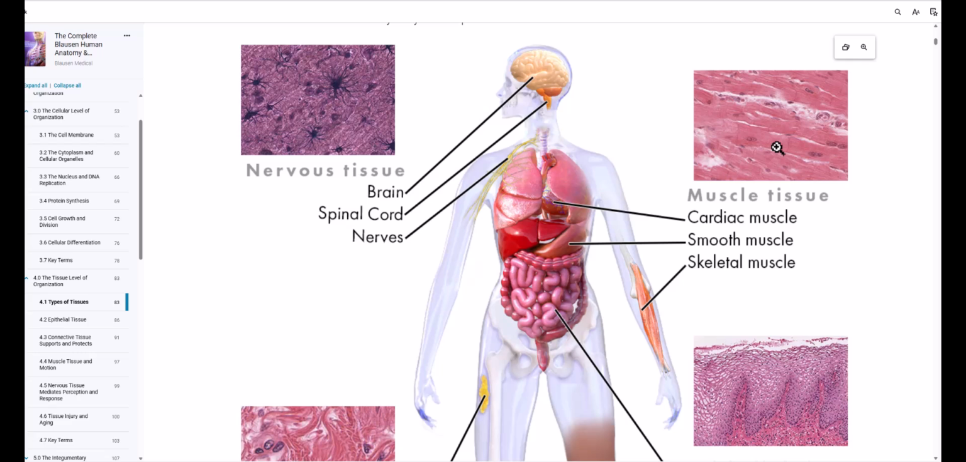Thirdly, muscle tissue, three flavors. We have the most common, the skeletal muscle. This is the muscle that makes up the muscles of your body, the voluntary muscles, the ones that you have control over. Then there is smooth muscle. Smooth muscle is found lining your internal organs, your intestines, your bladder, and smooth muscle also lines a bit of your blood vessels.